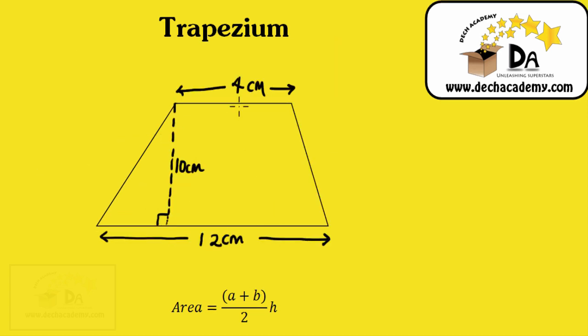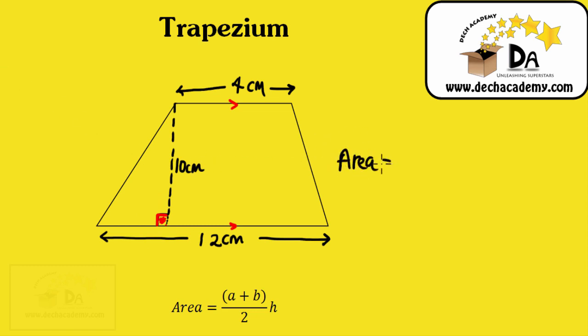Consider this trapezium here. These are the two parallel sides. You're given their length. One has a length of 4 centimeters. The other side has a length of 12 centimeters. The perpendicular height is also given. You can tell it's a perpendicular height because it's a vertical line drawn from one of the parallel lines to the other one, and you can see the symbol here, which tells you that this line and this line are perpendicular to each other.